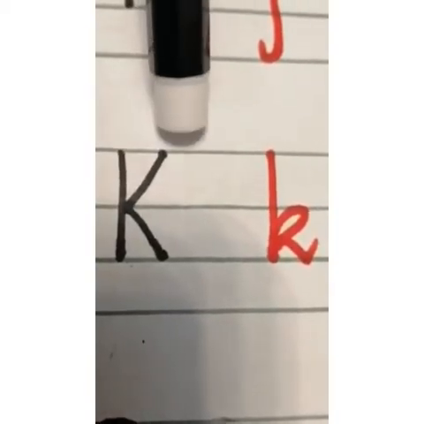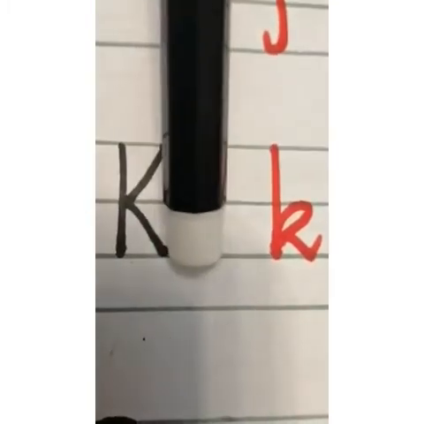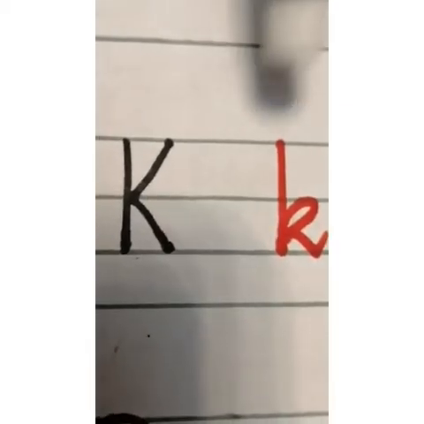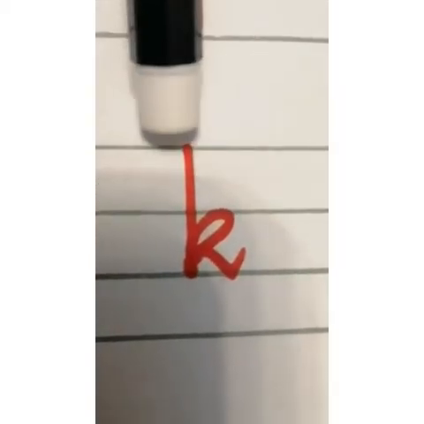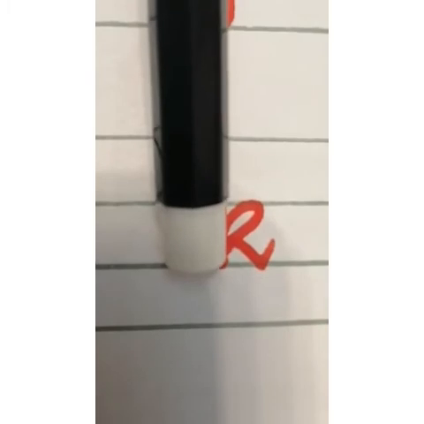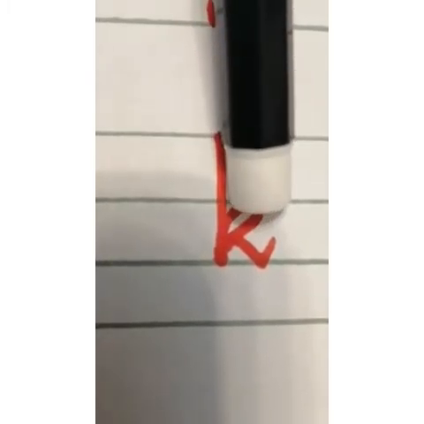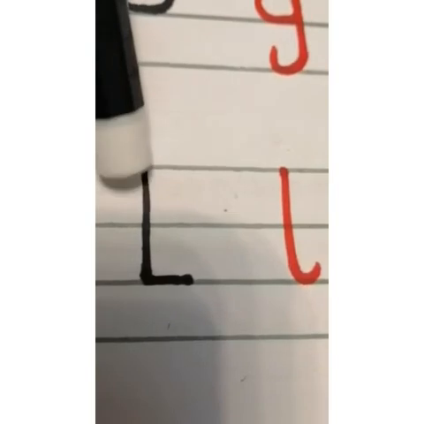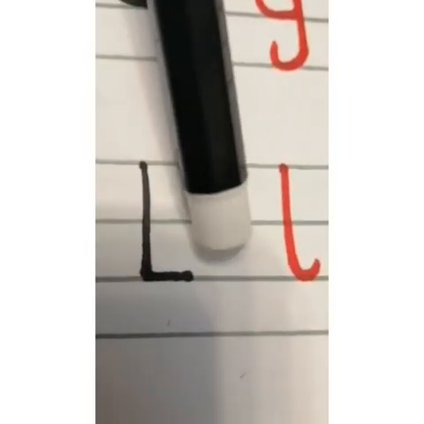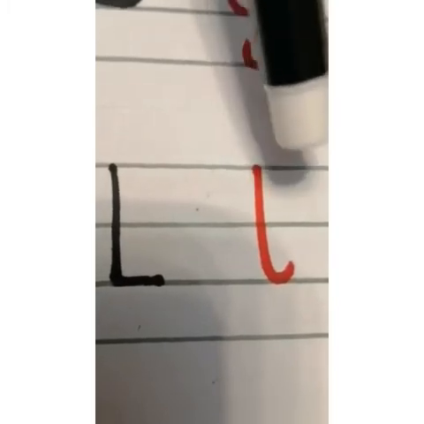Come straight down, go back up, make a slant to the upper grass line and go down a slant to the lower grass line. K. For baby K, come straight down, go back up, a slant on the upper grass line, small round turn, close it, come down and kick. Come straight down and a horizontal line. L. Come down and make a loop.